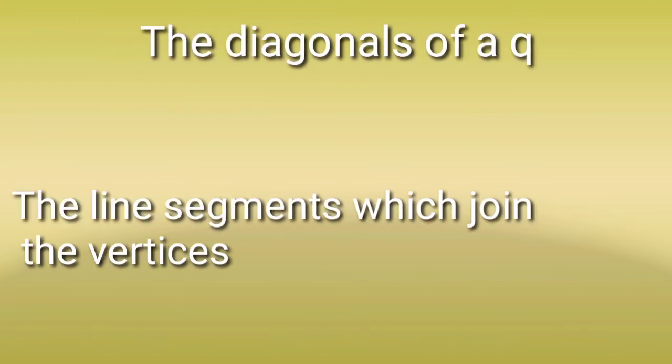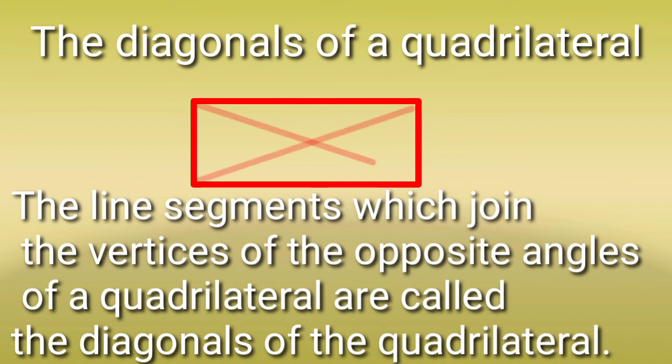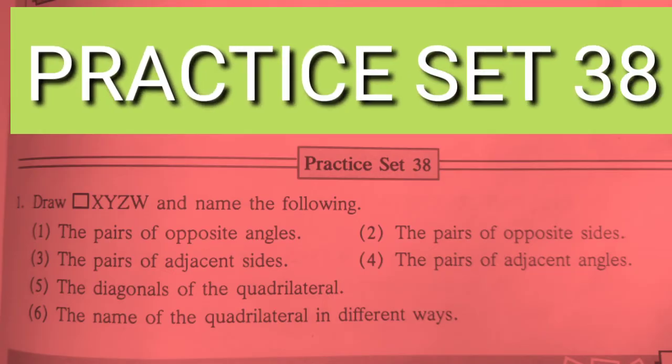The next important point is the diagonals of a quadrilateral. The line segments which join the vertices of the opposite angles of a quadrilateral are called the diagonals of the quadrilateral. You must understand the concept of these. Now let us start practice set number 38.